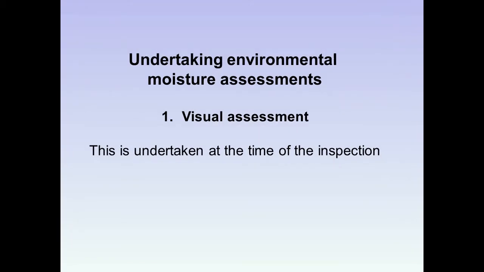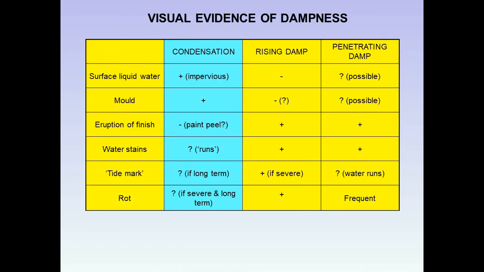Internal assessments. If we're going to undertake environmental moisture assessments, the first thing we need to do is the visual assessment, and this is of course undertaken at the time of the inspection, looking for visual evidence of dampness.